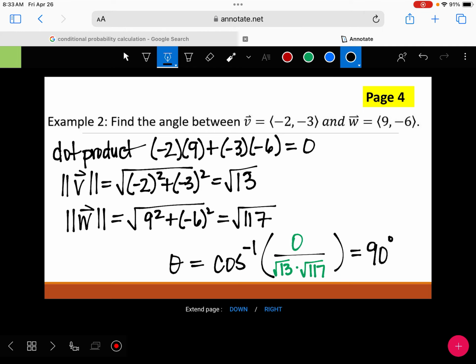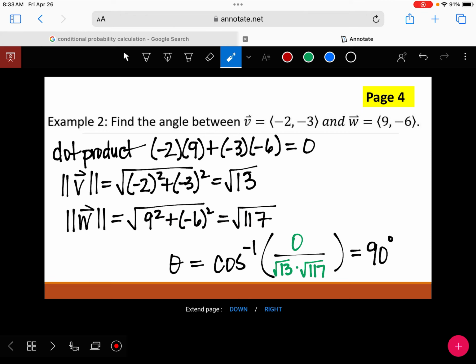All right, so who had 90 degrees as their answer? So for your dot product, when you multiply negative 2 times 9 plus negative 3 times negative 6, you got 0. Who got 0 for the dot product? Okay. And then we had our magnitude of vector V was root 13. The magnitude of vector W is root 117.